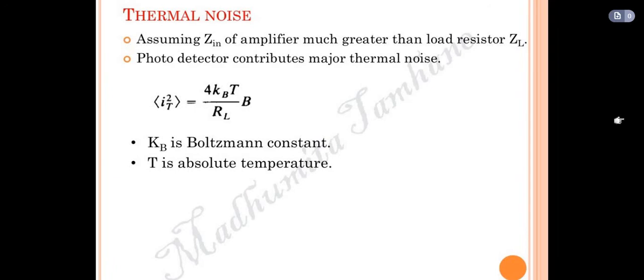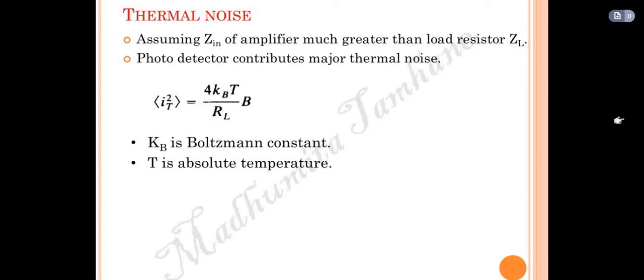Next part is regarding the thermal noise. How do we obtain the thermal noise? Assume that the input impedance of the amplifier must be greater than the load resistance RL. That is the one thing we need to keep in mind when we talk about thermal noise. Next, photodetectors contribute majorly to thermal noise, that is iT square equals 4kBT over RL times B.